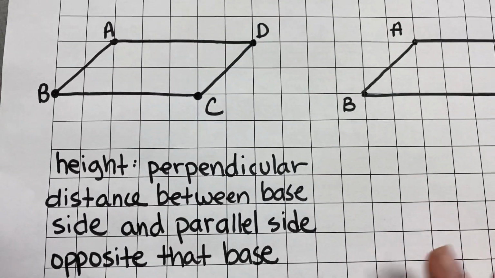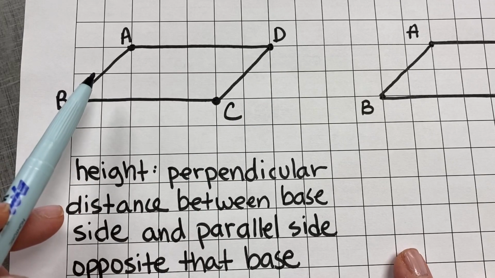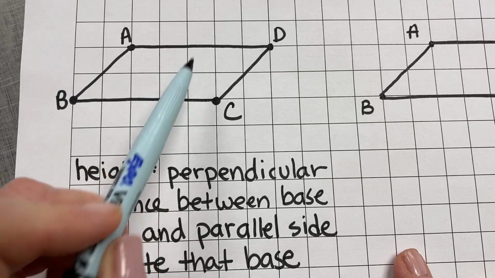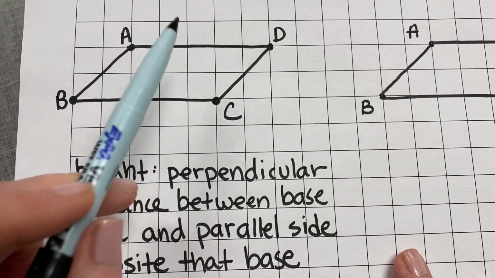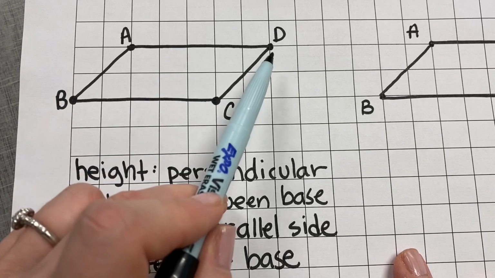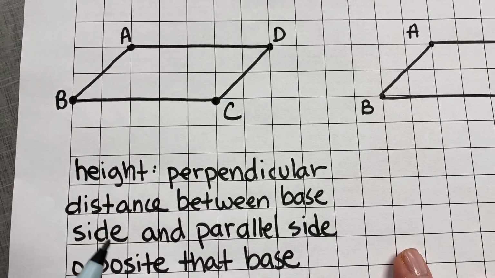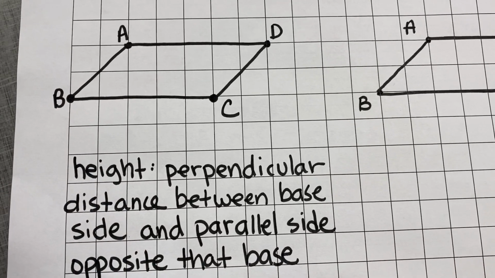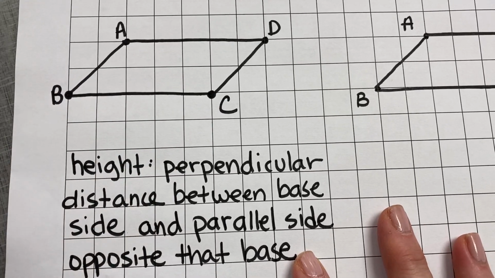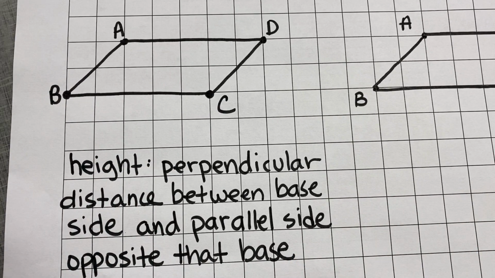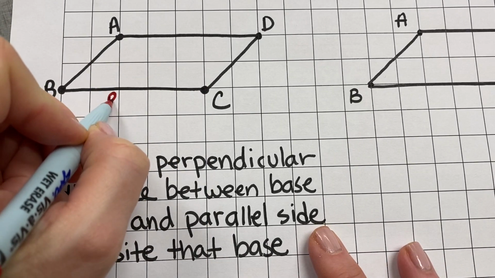So check out this parallelogram. We have parallelogram A, B, C, D. Notice the opposite sides are equal in length and the opposite sides are parallel. They maintain the same distance between them throughout the entire figure. So one thing I want to look at is what's the base and what's the height of this parallelogram? Well, if we look, it looks like the segment from B to C is going to be my base.